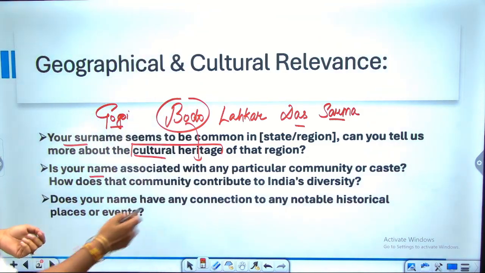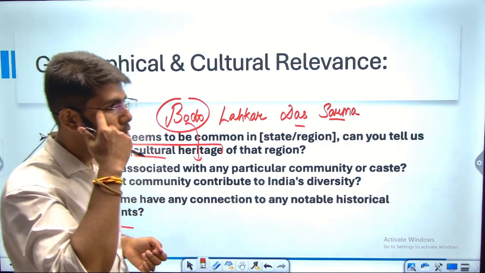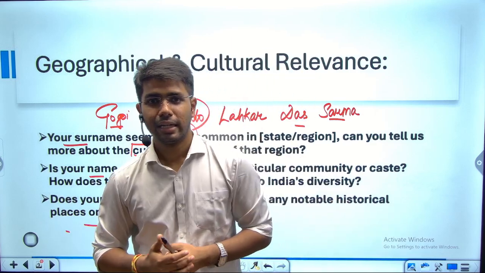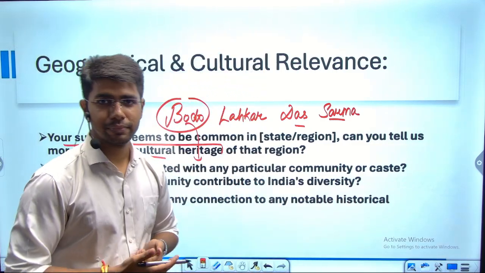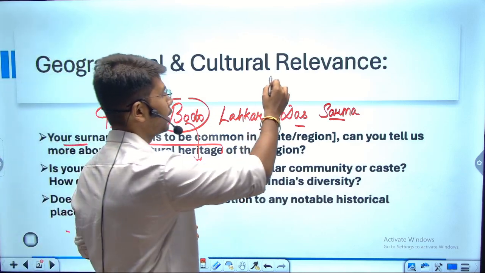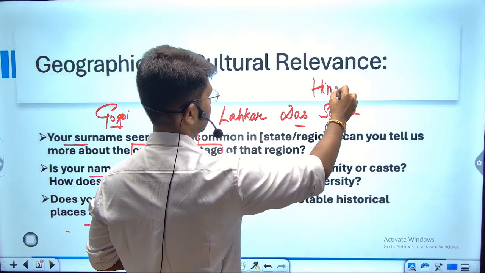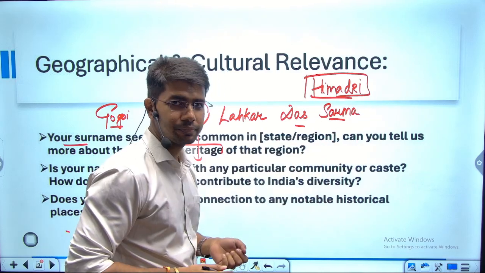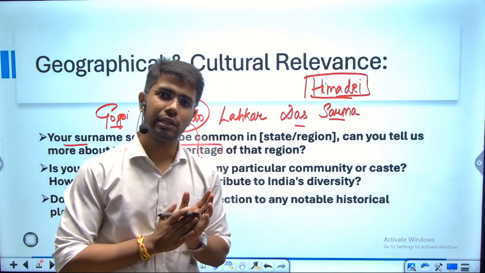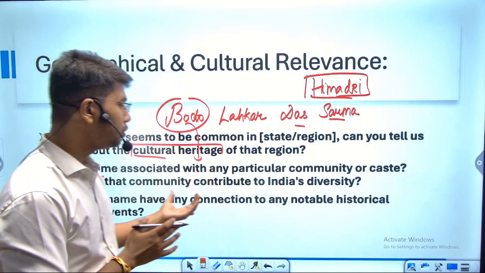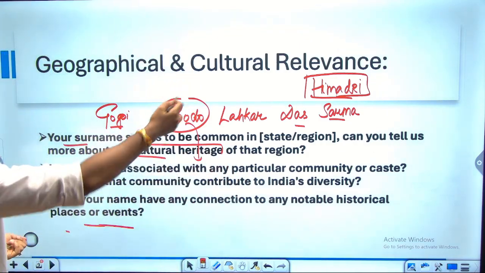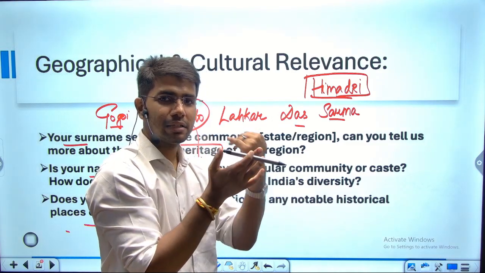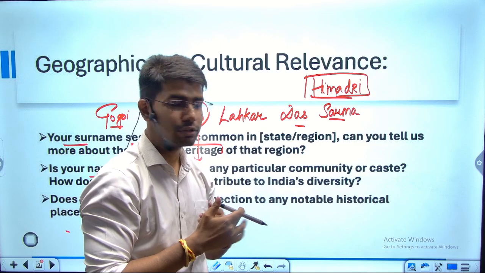Does your name have any connection to any notable historical places? Some people's names are associated with place names, like Narmada, which I gave as an example earlier. Kaveri is the name of a river, and Himadri is a very famous name; there are many Himadris in Assam too. This Himadri is connected with the Himalayas, Himachal, Himadri. So you should know the connection of your name with any kind of location or place, and you should know about that place properly. Greater Himalayas, Lesser Himalayas, Middle Himalayas, the key differences, or the Shivaliks, you should know everything.